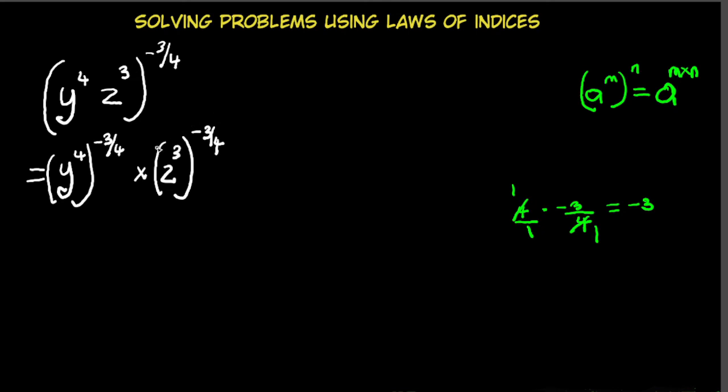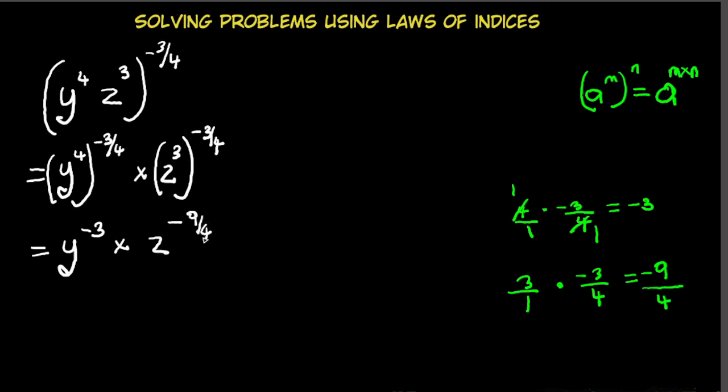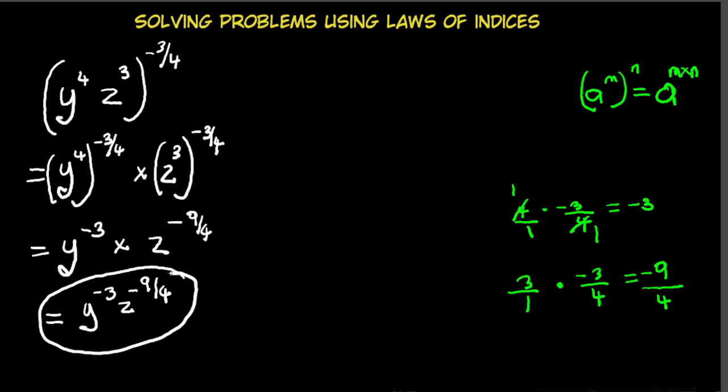Let's work out now for the powers of z. So we have 3 being multiplied by negative 3 over 4. Anything to cancel? No. So let's multiply. 3 times negative 3 is negative 9, and 1 times 4 is 4. So the new power is negative 9 over 4. Let's write those in. So now we have y raised to the negative 3 power being multiplied by z raised to negative 9 over 4, which gives us the answer to be y raised to negative 3, z raised to negative 9 over 4. And that is our final answer.